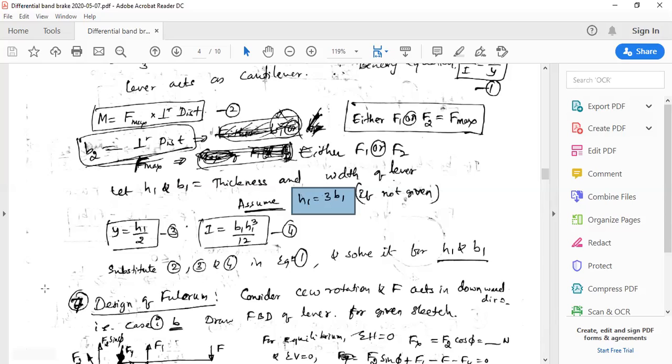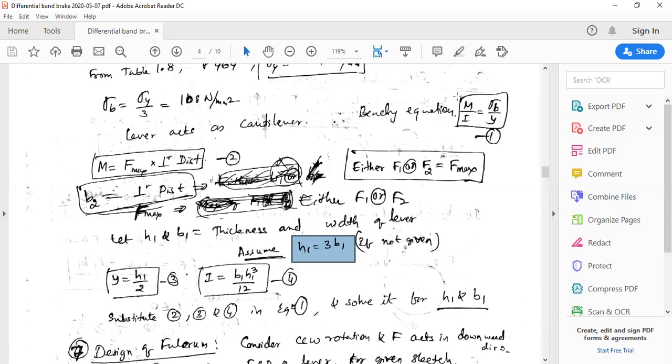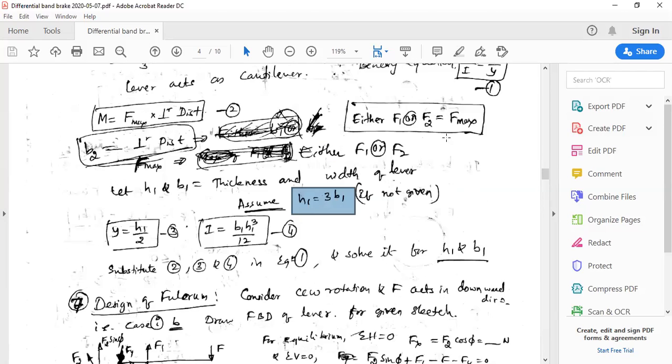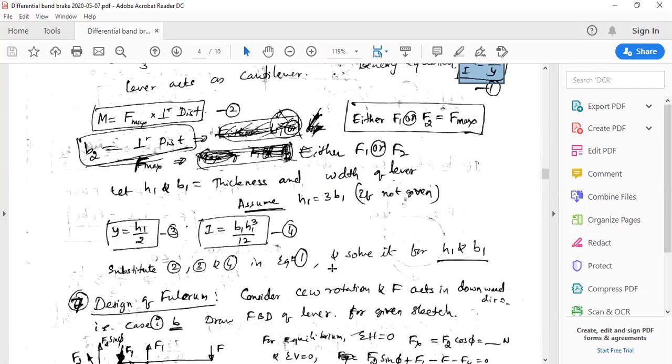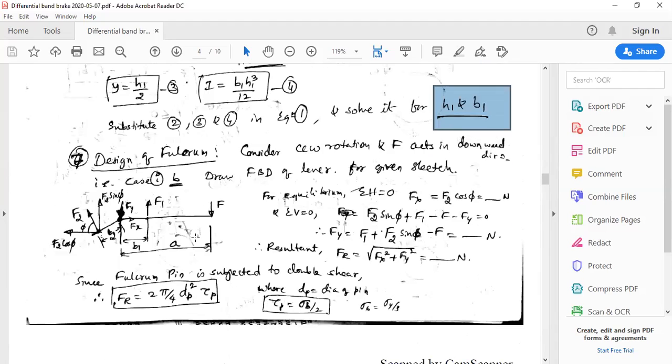Now substituting all these equations 2, 3 and 4 in equation number 1, that is the main equation, you have to solve this equation. M by I is equal to sigma by y, or sigma is equal to M into y divided by I. By using that relation, you have to get the values of h1 and b1. And the last step here is to design the fulcrum pin. This is another optional step, not compulsory, but in some cases if it is asked, you have to solve this.